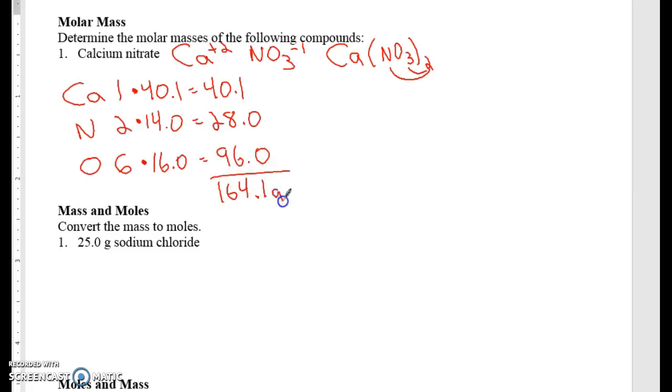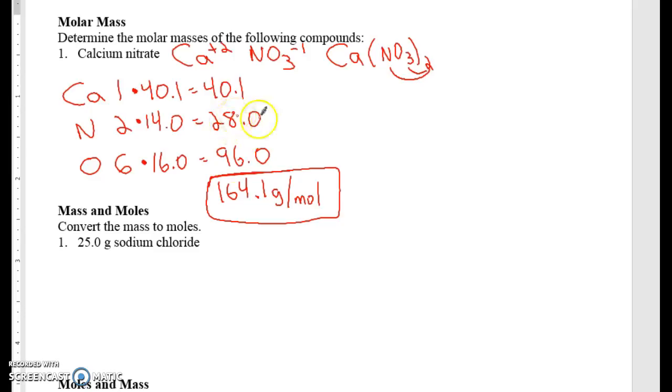164.1 grams per mole. So that's saying if I had 1 mole of it, if I had Avogadro's number of particles, 6.02 times 10 to the 23rd, I would have 164.1 grams of calcium nitrate. And for these, I'm fine with you going to just 1 decimal place for the molar masses. So 164.1 is good enough.